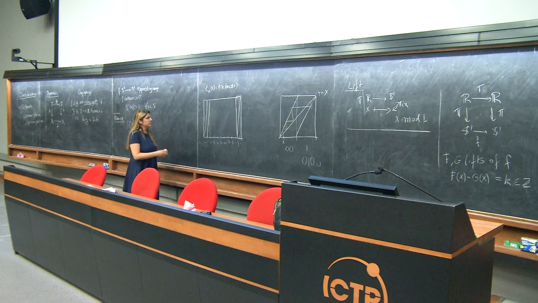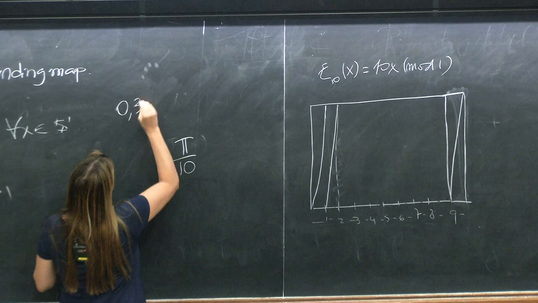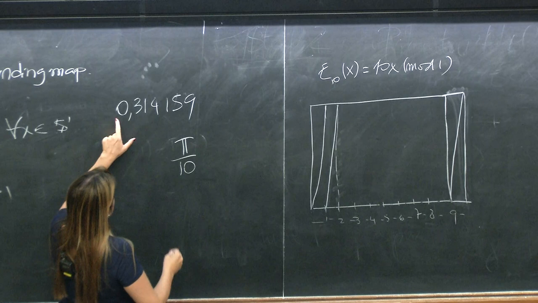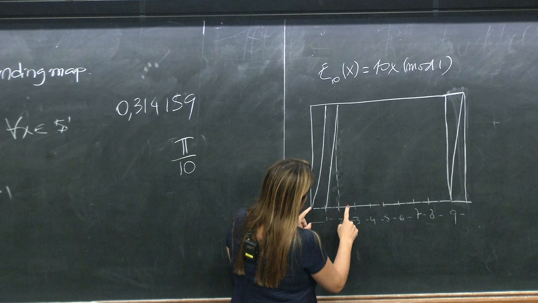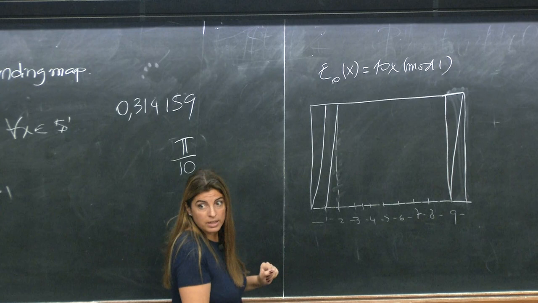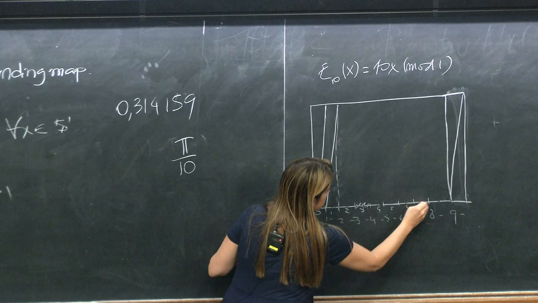Let's get symbols for this sequence. We have to put the point inside one of these 10 boxes. So it will be not here, not here, here. Between 3 and 4, okay? So the first symbol will be 3. This is symbol 0, symbol 1, symbol 2, symbol 3, 4, 5, 6, 7, 8, 9.